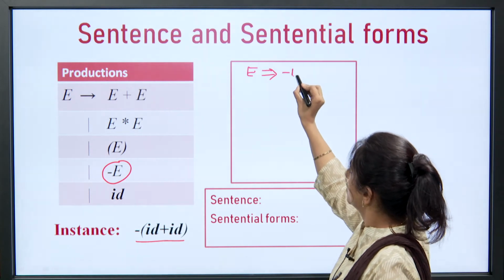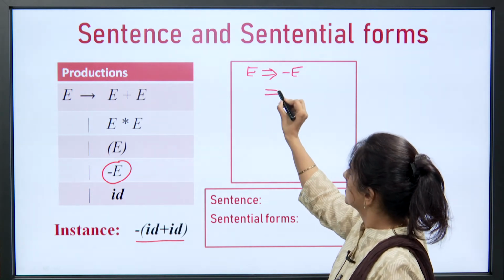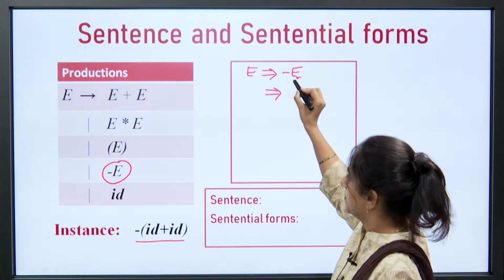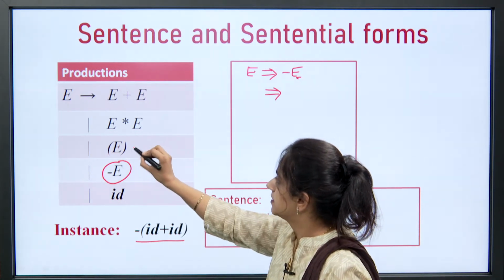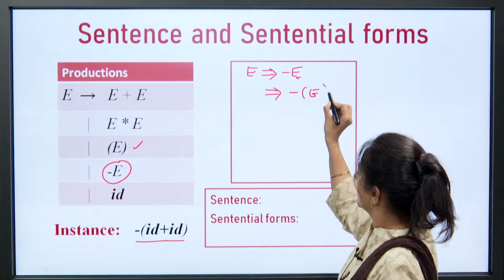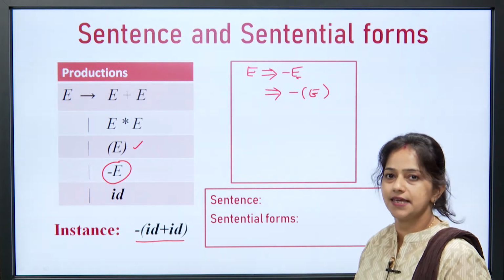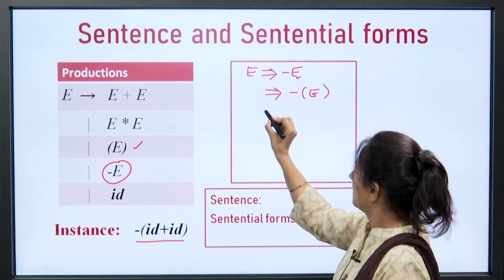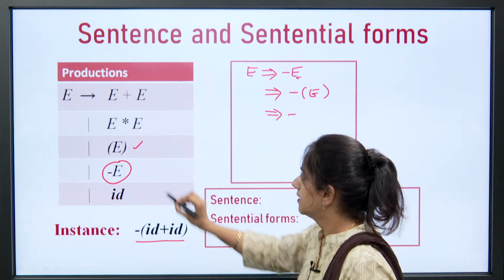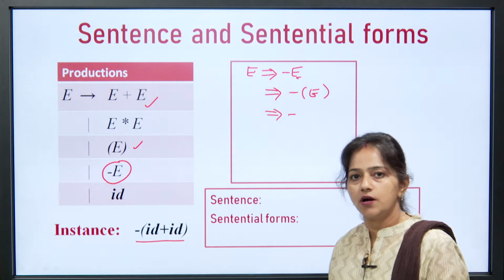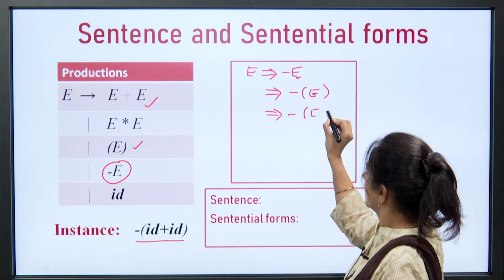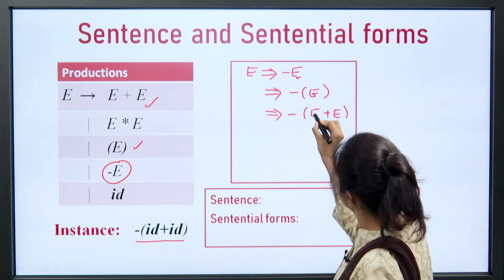So, E derives minus E. Now, next we again have this E. This E should be replaced with which alternate? The third alternate. So, here we will write minus, then the parenthesization of E. Now, again we have this non-terminal. This E should be replaced with the first alternate now. So, minus opening parenthesis E plus E and closing parenthesis.